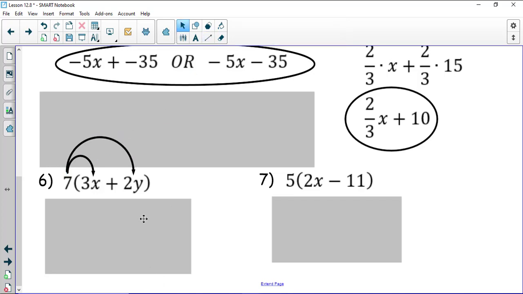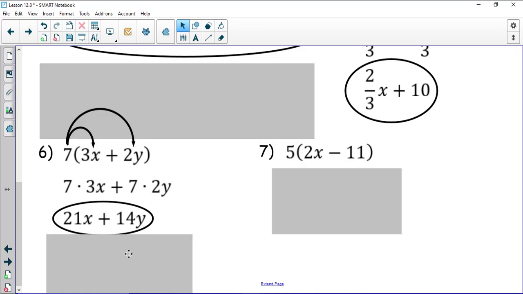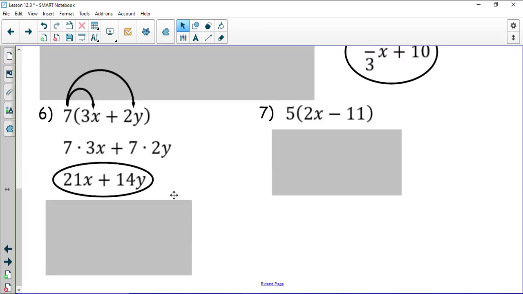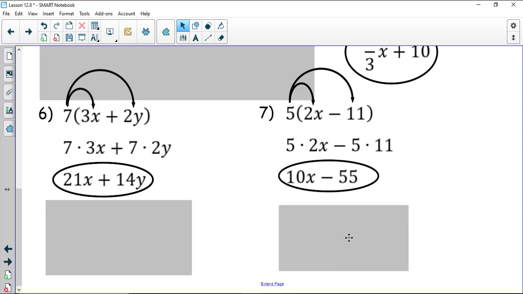So my first step is 7 times 3x plus 7 times 2y. 7 times 3x is 21x. And 7 times 2y is 14y. So our final solution is 21x plus 14y. Finally, we are going to distribute the 5 into the parentheses with number 7 here. We're going to do 5 times 2x, and we're going to do 5 times 11. So that becomes 5 times 2x minus 5 times 11, and that is 10x minus 55.